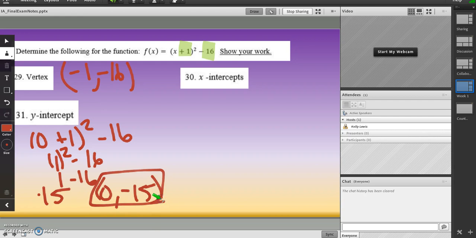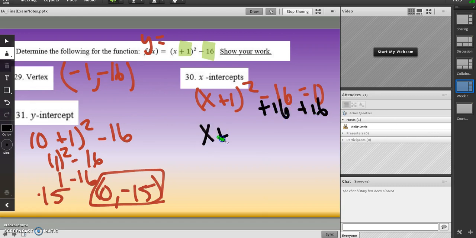All right, then the x-intercepts is when, I'm focused, sorry. X-intercepts is when y equals 0. Remember, f of x is the same as y equals. And so here I put 0 for the y. I'm going to add 16 to both sides.